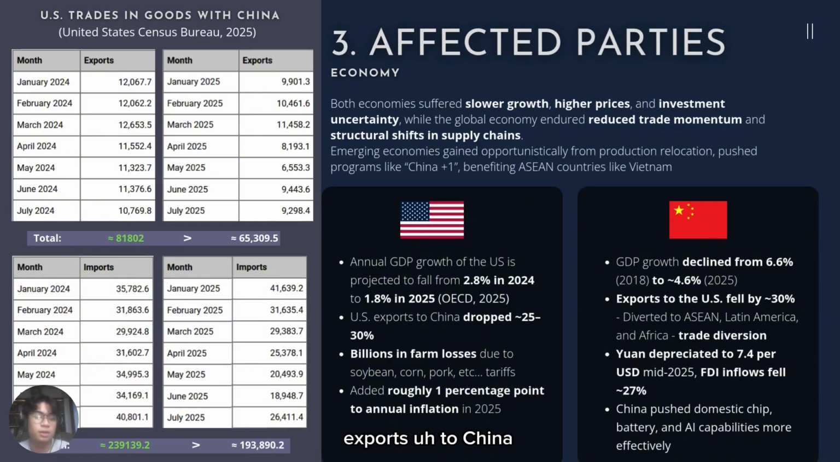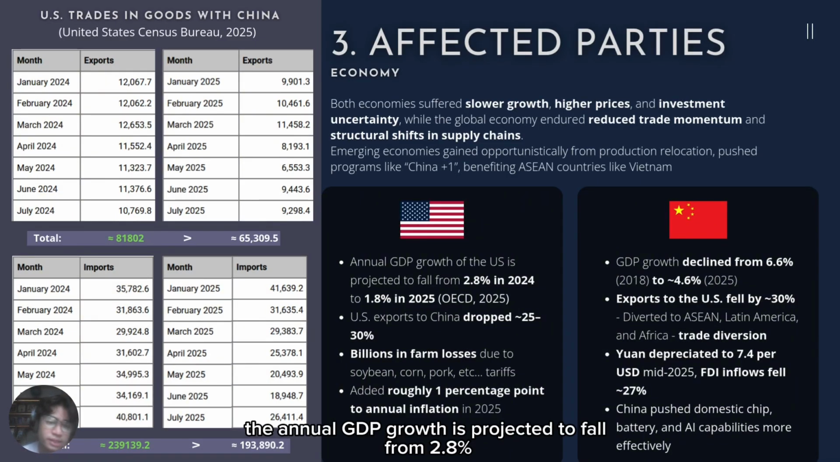Exports to China decreased from 81,000 to 65,000. Imports from China decreased from 239,000 to 193,000. So this means both the exporting from the US and China has decreased since the tariffs were announced and the war continued in 2025.